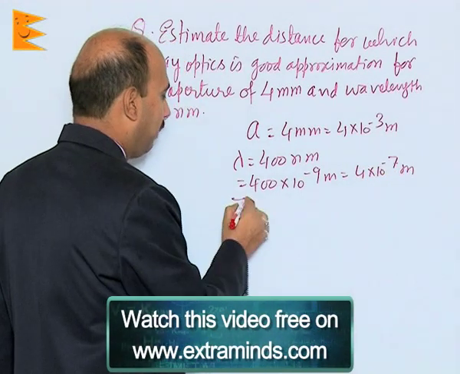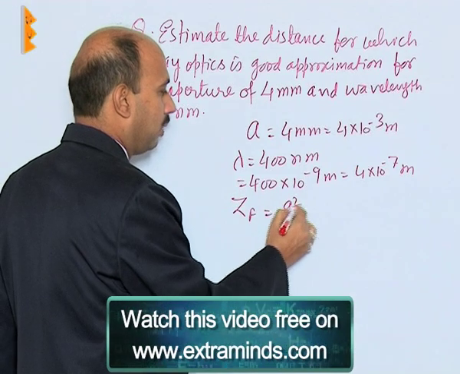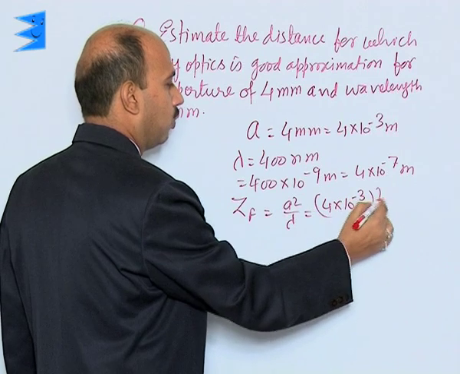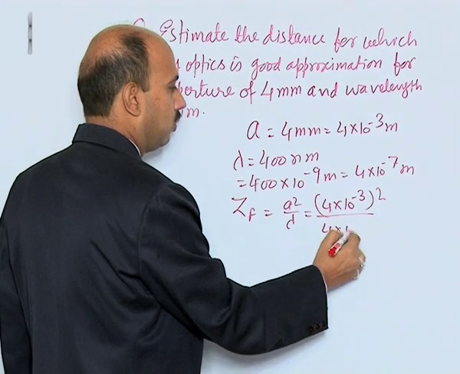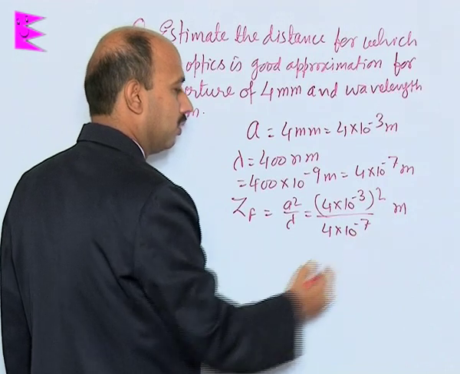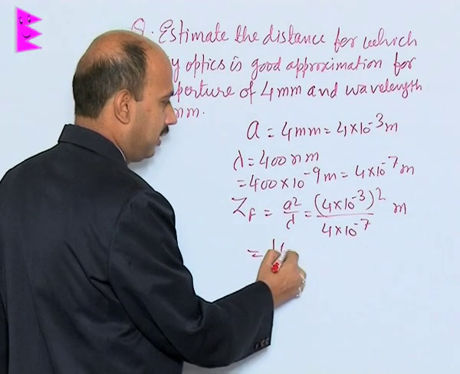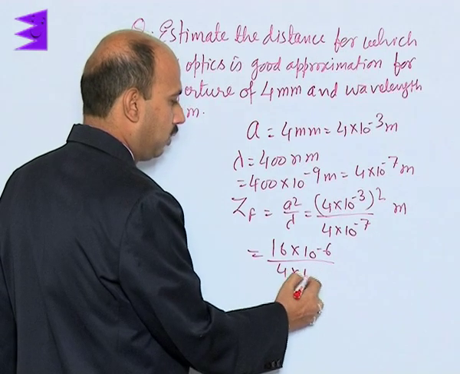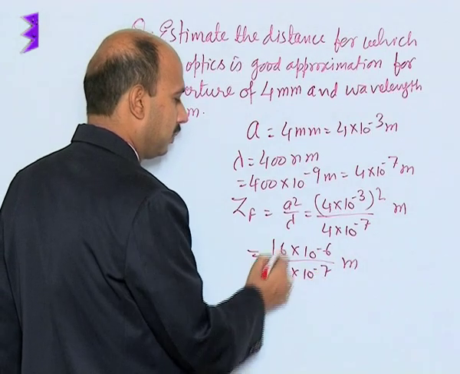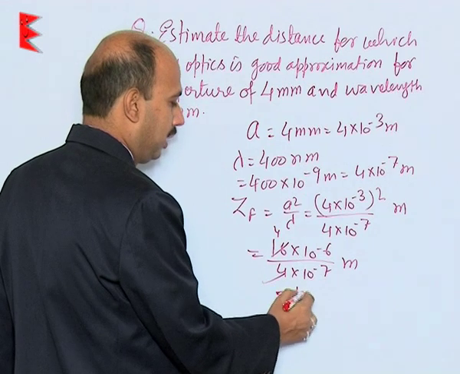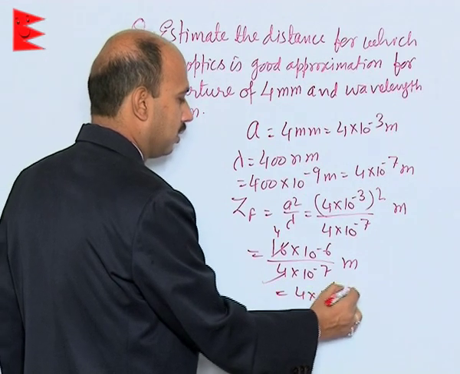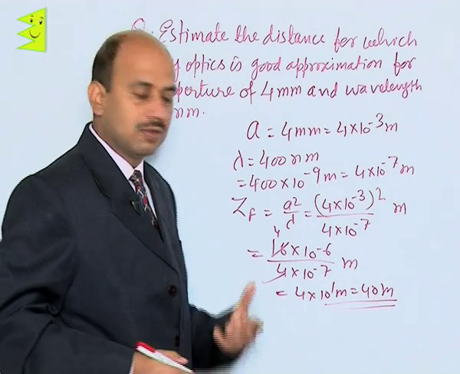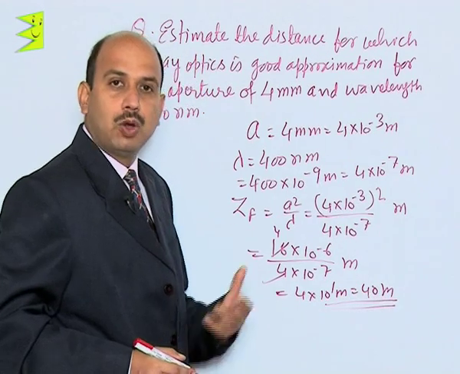Now we have to calculate ZF, that is a square upon lambda. It is here (4 into 10 raised to power minus 3) whole square upon 4 into 10 raised to power minus 7 meter. So 16 into 10 raised to power minus 6 divided by 4 into 10 raised to power minus 7 meter, that is 4 here. So coming here, 4 into 10 raised to power 1 meter, that is 40 meter. So up to 40 meter distance ray optics is valid, beyond this it is not.